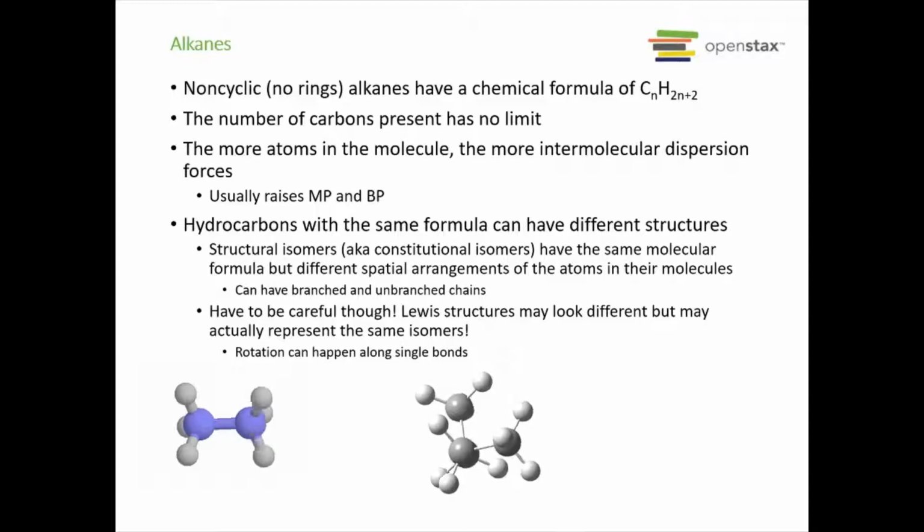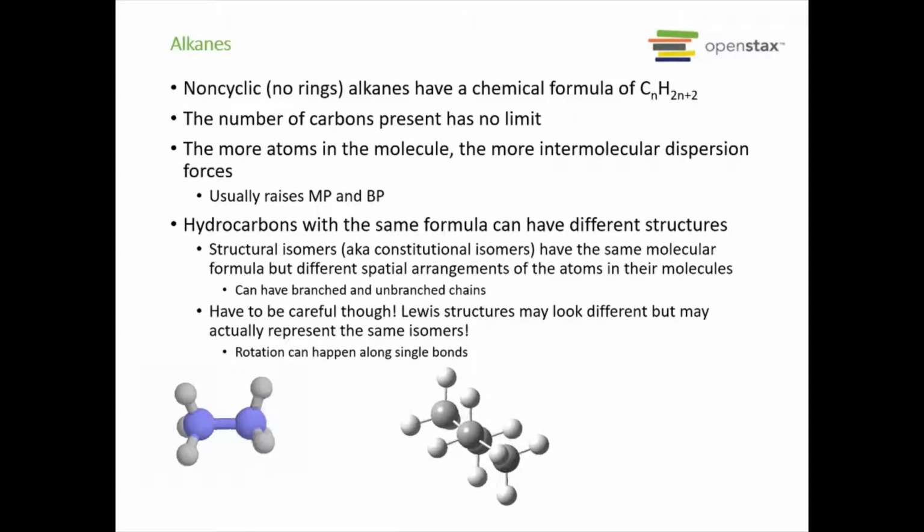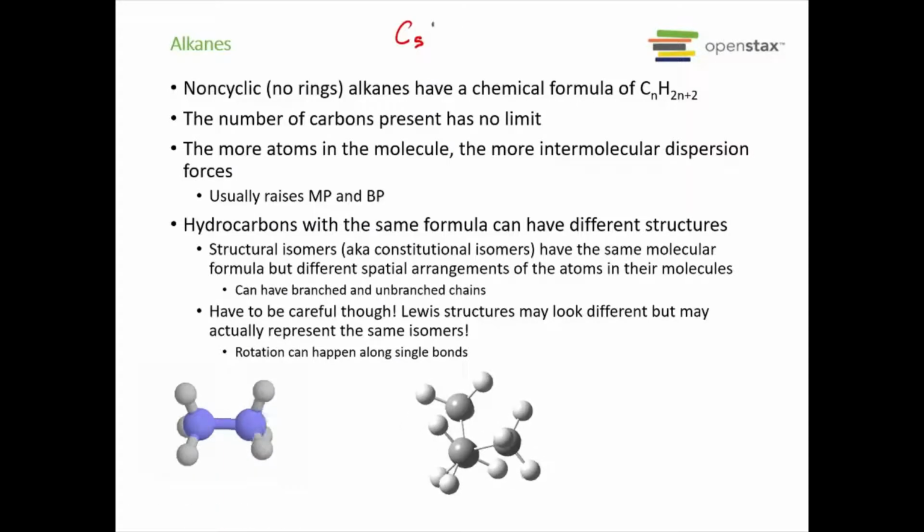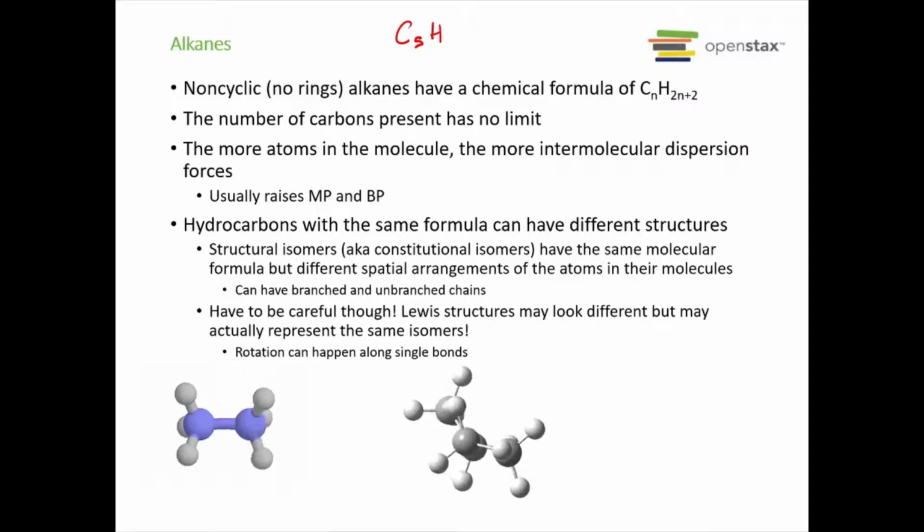Non-cyclic, so that means there's no rings in the structure, alkanes have a chemical formula of CnH2n+2. So let's say we have an alkane that does not have a ring and it has 5 carbons, and we want to say how many hydrogens it has. It would be 2 times 5 plus 2. So that means it would be H12.